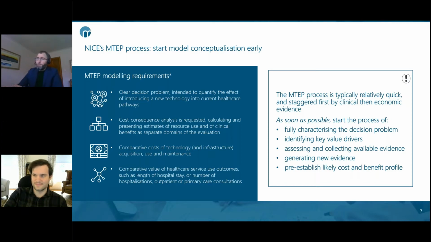The trouble is, for example, with the MTEP process, if you enter that process and you haven't quite sorted those things out, and you don't have much of a preliminary idea of what your likely cost impact or comparative benefit is, you might already be in a position which one cannot back out of, being assessed and a recommendation which may not be favorable being cast on the basis of an evidence submission which has inadequate evidence and provides a cost or benefit claim which ultimately doesn't put the company in a very good light.